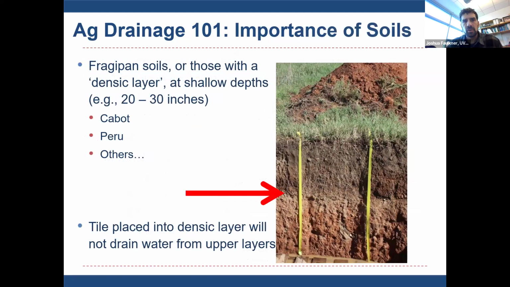The importance of soils. This is where I love to make this point about there being various soils in Vermont that have a fragipan or a dense layer at 20 to 30 inches or so. Cabot and Peru soils are very good examples of that. If the tile is placed into the dense layer in these soils, it will not drain water from the upper layers. The soils will tend to crust over that tile and kind of encapsulate it, and it won't function to drain soil from the upper layers. So it's really good to understand what type of soil you have when you go in to drain a particular location, and if the tile needs to be placed above that dense layer.